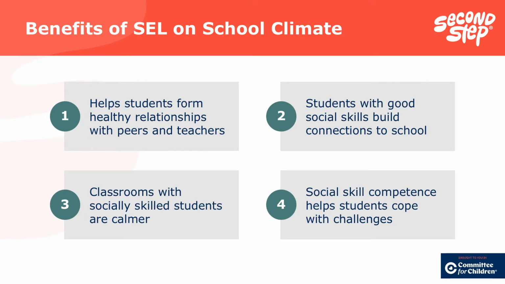So again, when we make sure that things are going well in the classroom with the program, and then attend to the school-wide strategies and efforts that then can help promote a positive school climate. So social emotional learning helps students form healthy relationships with their peers and teachers, which of course would reduce the number of issues and conflicts that you're going to have coming to the office, for example. Students with good social skills build connections to school, which is an important piece of even just the basics of attendance and wanting to be there. Classrooms with socially skilled students are calmer, and social skill competence helps students cope with challenges.